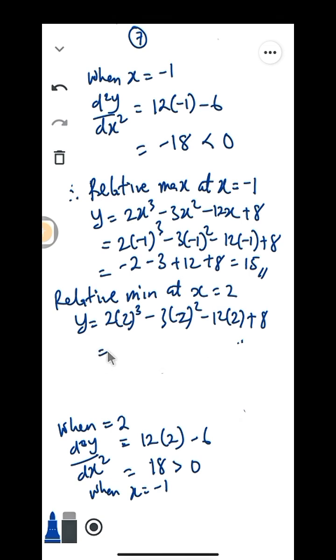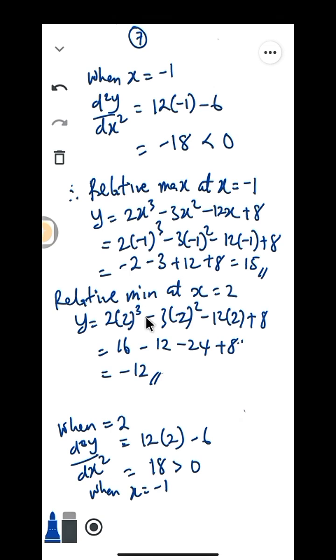We know that 2 cubed should give us 8. 8 times 2 is 16. Minus 2 squared is 4. -3 times 4 is -12. -12 times 2 is -24. And we have plus 8. Okay, so we know that 16 plus 8 is 24. 24 minus 24 is 0. 0 minus 12 is -12. So this becomes your relative minimum.